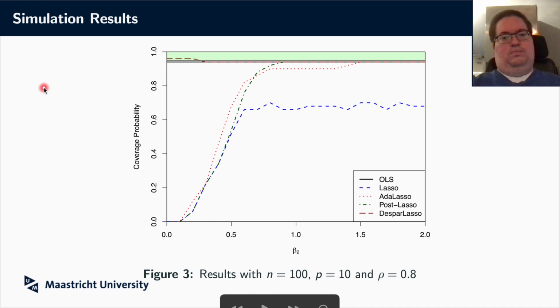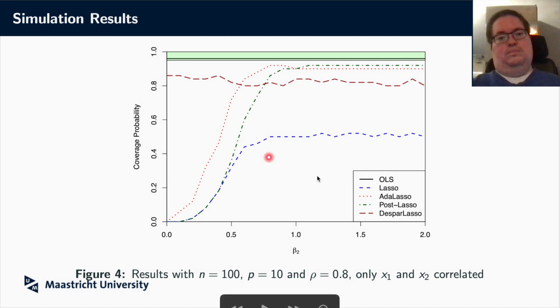Again, let's look at a few more variables. It becomes even more horrible for the other methods here. The Desparsified Lasso still continues to perform quite well, and even a bit better because we have a larger sample size, so the asymptotic normality kicks in a bit more here. Now, it's not a perfect method. As you can see, if we only had x1 and x2 be correlated, then it does suffer a bit. But still, at least it suffers uniformly. So this is something we could correct, right? We could do some sort of finite sample correction, or maybe do a bootstrap. This is something you can correct.